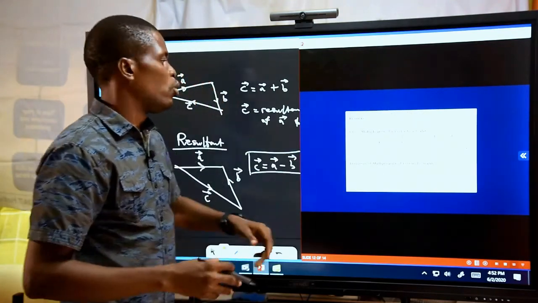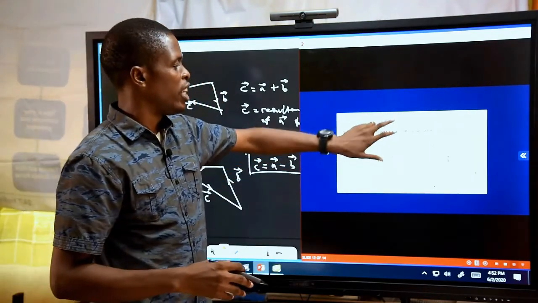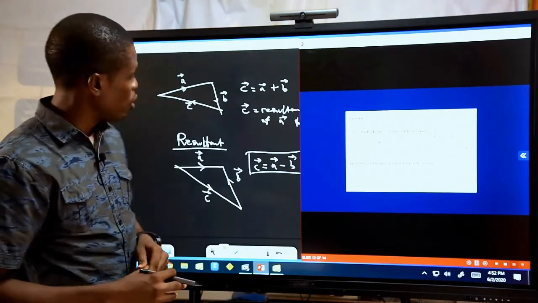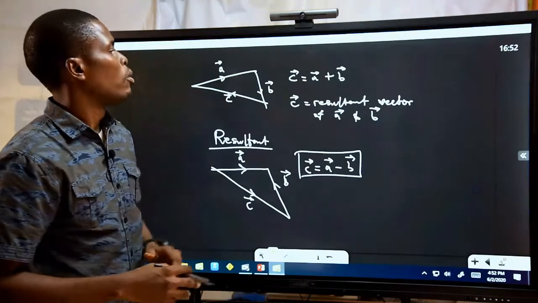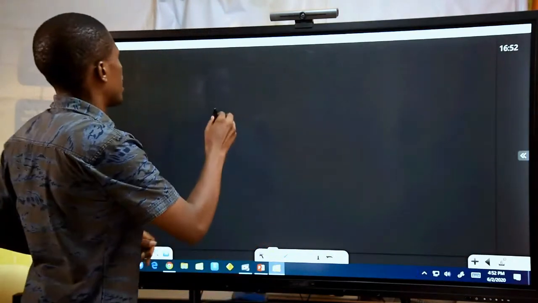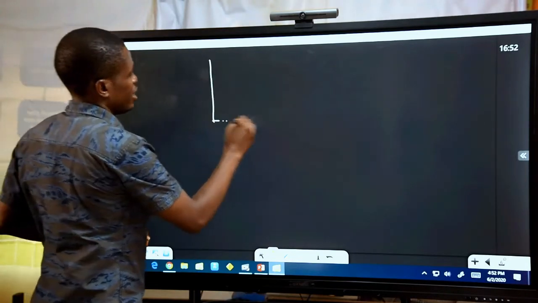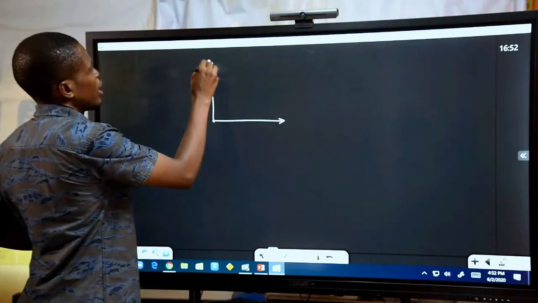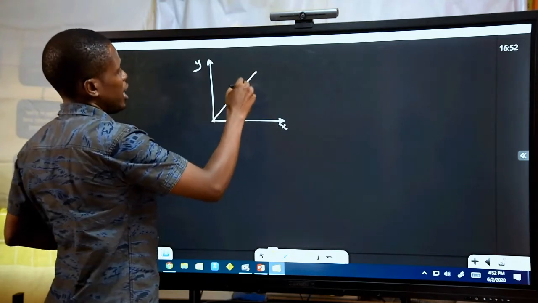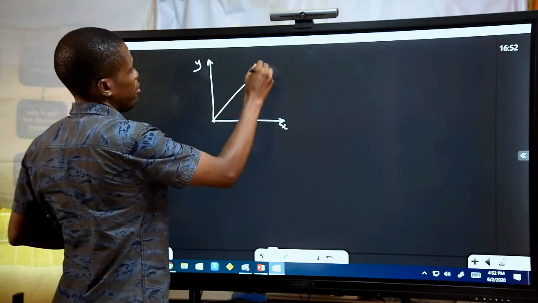Right now I want to look at what we call the i and j concept of vector, or orthogonality of vector quantities. What do we mean by that? First of all, we look at the XY plane. In the XY plane, we have X and Y, and we have a function. Let's say this is a vector F.